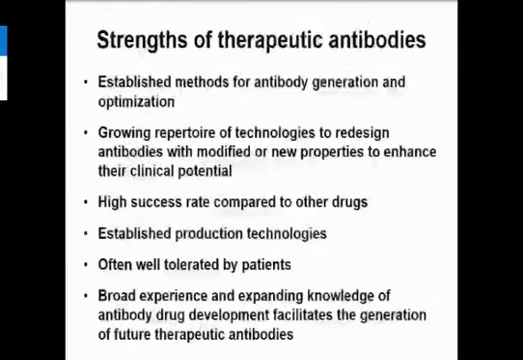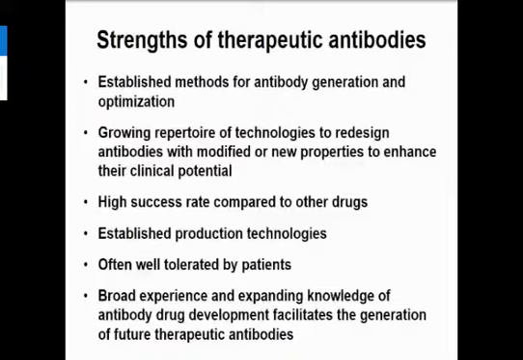Okay. So the advantages of therapeutic antibodies over, for example, small molecule inhibitors is that we've now got great established methods for making these antibodies, either in mice or using this phage display technology. And we're really learning how we can now get the sequence of our antibodies, the DNA sequence, and how we can modify the antibodies to give them new properties.